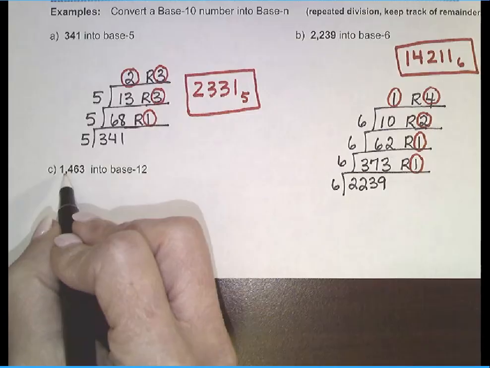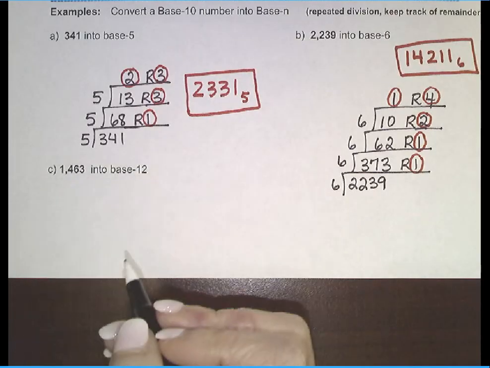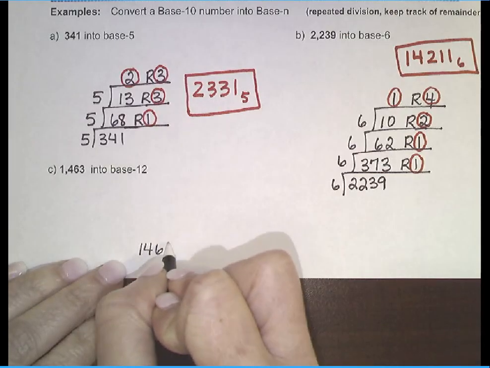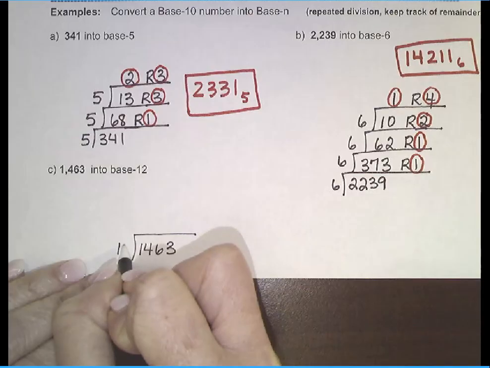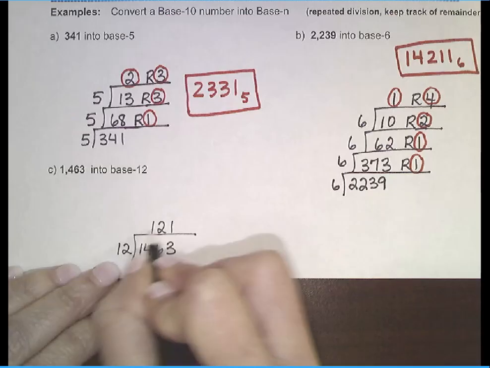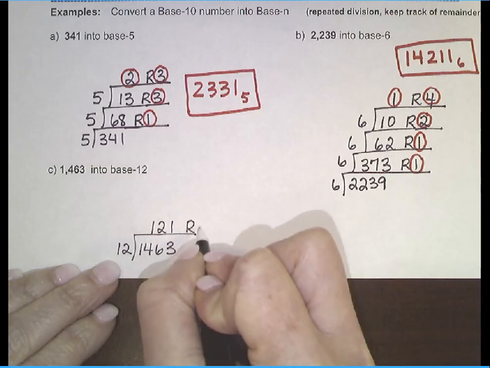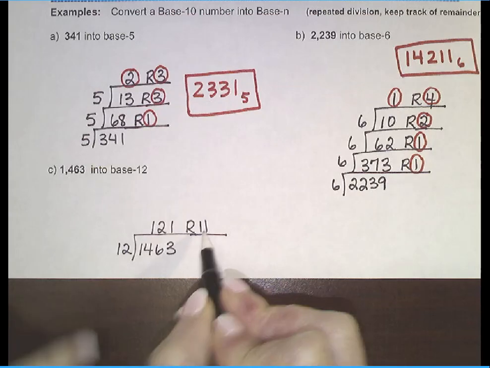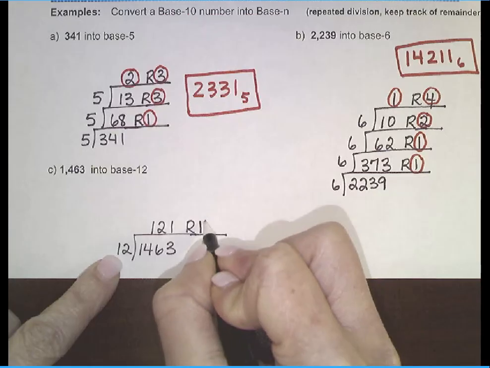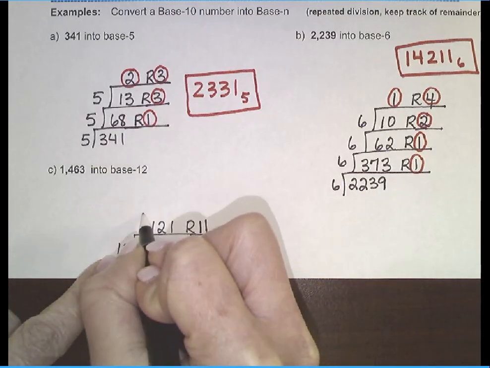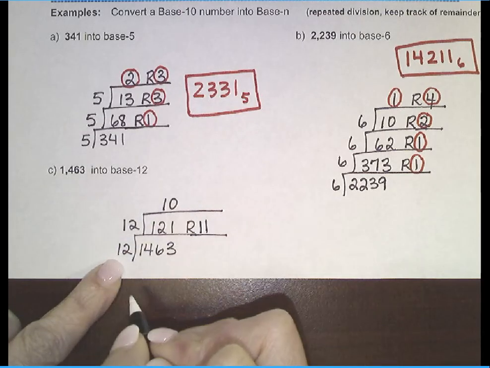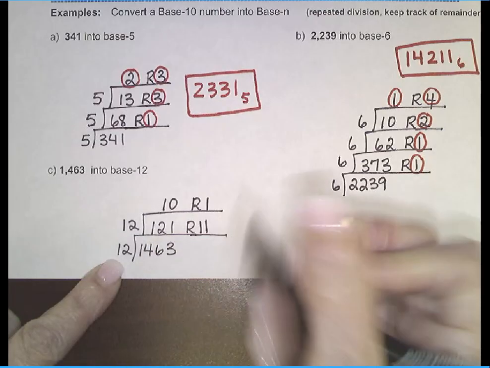Let's do this last one. 1,463, we're going to convert it into base 12. So I'll start down here. We're going to divide by 12. Now if you divide that, you get 121. So it'll go in there 121 times, and you will get a remainder of 11, which is okay to have as a remainder because we're dividing by 12. So the remainder should be smaller than what you're dividing by. So that's good. This is 11. And then we're going to divide by 12 again. 12 goes into 121 10 times with a remainder of 1.